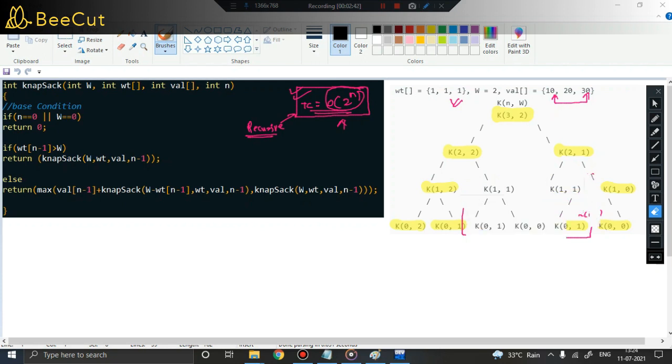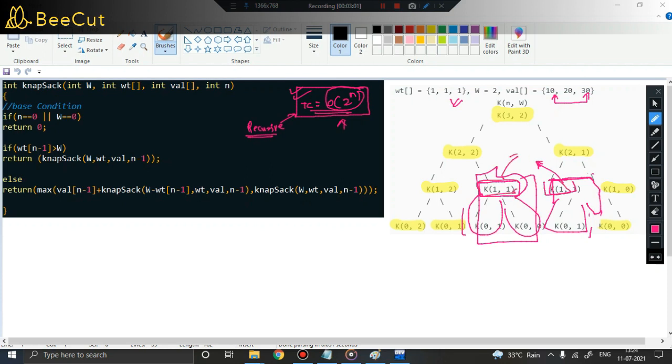Once we have calculated this function, it has already traversed a long way and come back to give you this answer. Similarly, this one also traverses a long way and comes back to give the result of this function. So this K11 and this K11 will have the same results. So why waste our time traversing the entire subtree?